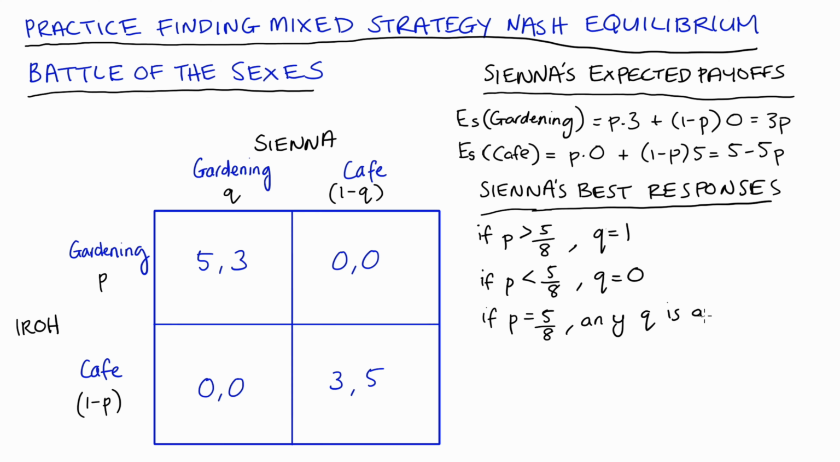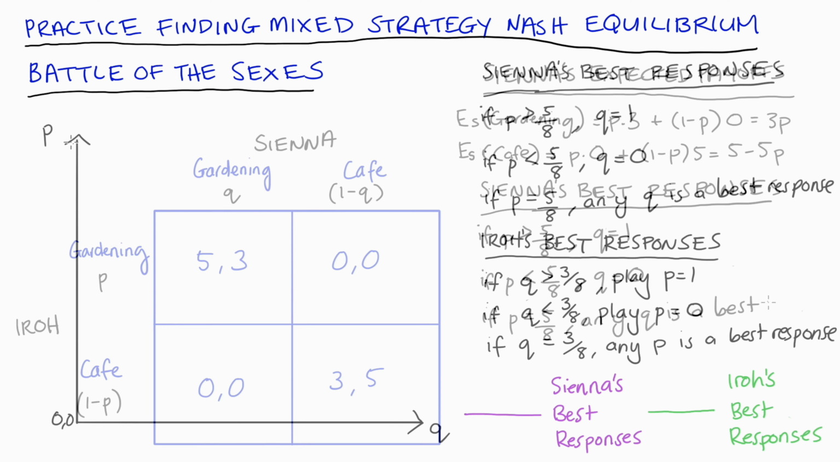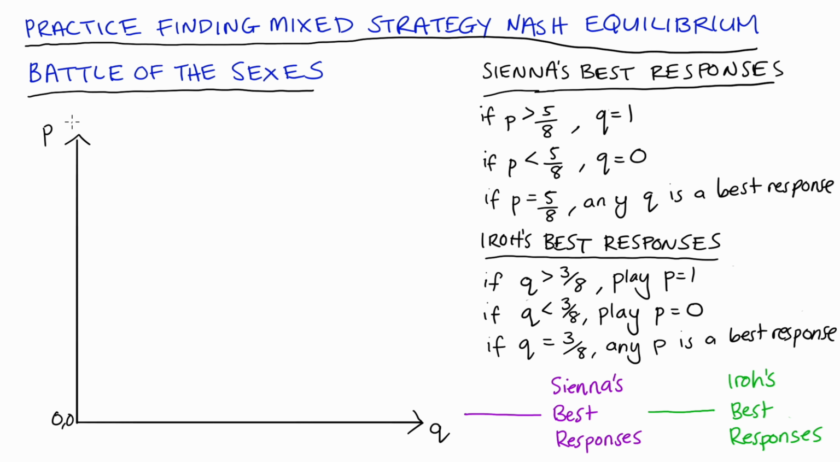All right, we've got our best responses. So let's draw all of it out. I have P on the vertical axis, that's the probability that Iroh plays gardening. And Q on the horizontal axis, that's the probability that Sienna plays gardening. And I've written out the best responses here on the right-hand side for us to look at. Let's start our diagram by putting in some important points. I'll mark firstly when P is equal to 1 and when Q is equal to 1. Let's look at the best responses.